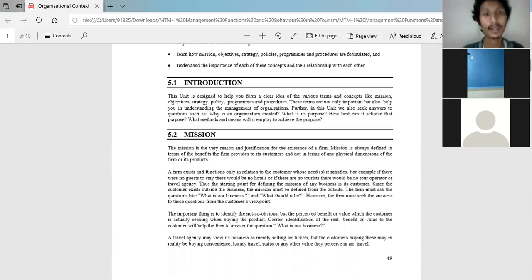Objectives are basically the primary targets. Okay, the first targets. It's the first target, not the final target. Objective is the first target. You can say starting targets of the mission.